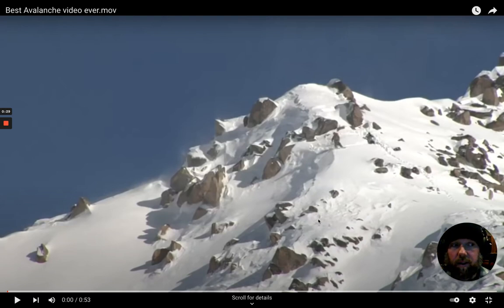So first thing to know about this is quite a violent avalanche. Nobody was killed in this avalanche. Apparently everybody's okay now. This can be quite jarring, so prepare for it. And I'm going to play it all the way through, and then we're going to do a deep dive.